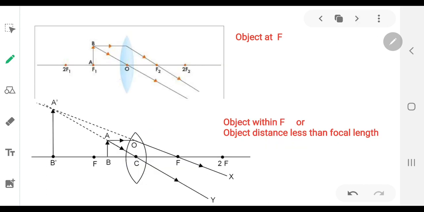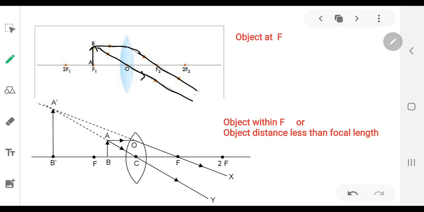Now we are taking the object still closer, from between f and 2f to f. When the object is at f, the first ray is parallel to the principal axis. After refraction it passes through the principal focus. The second ray is passing through the optic center. After refraction it passes undeviated.